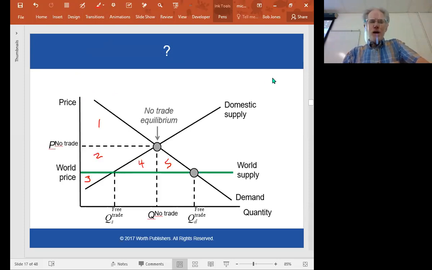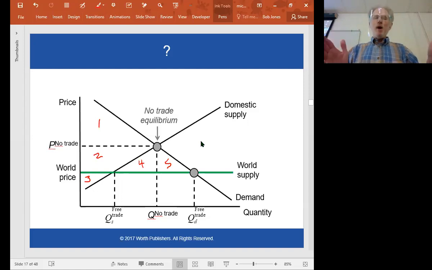And here you have the graph, but I put in some numbers to identify these different parts. So on your paper, you should have a graph. Now put in those numbers. And for a minute, think about it. Where is the consumer surplus now? Where's the producer surplus now?